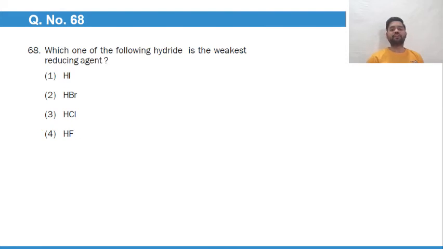68. Which one of the following hydrides is the weakest reducing agent? Weakest reducing agent means it will not give H easily, it will not give H plus easily. That means it has a very strong bond, and since it is a strong bond, it will be the weakest acid as well. So out of all these, I'll go with HF, because HF has the strongest bond. The H-halogen bond is stronger in HF, and that's why it will not give hydrogen easily, and hence it is not a strong reducing agent, whereas HI is the strongest reducing agent out of all. So option number 4 will be the right answer.